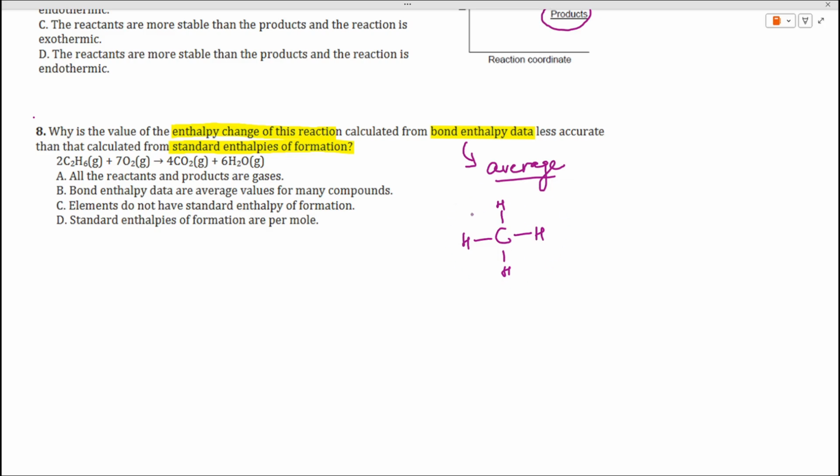Each bond to be broken will require a different amount of energy, and hence when we are using an average, the value is not going to be that accurate, which means the right option for this answer is option number B, where it says bond enthalpy data has got average values of many compounds.